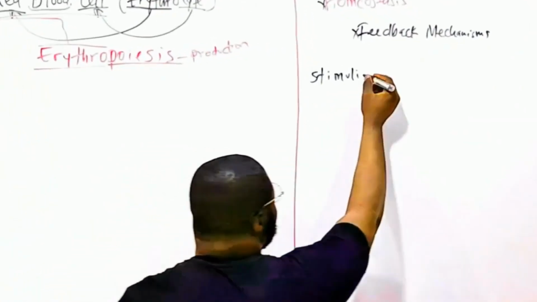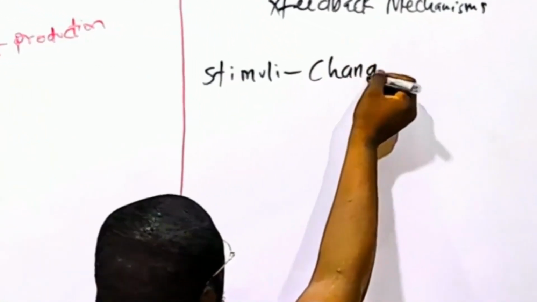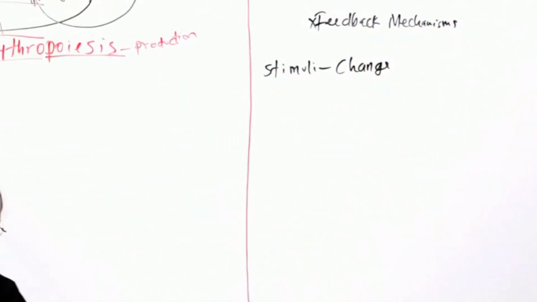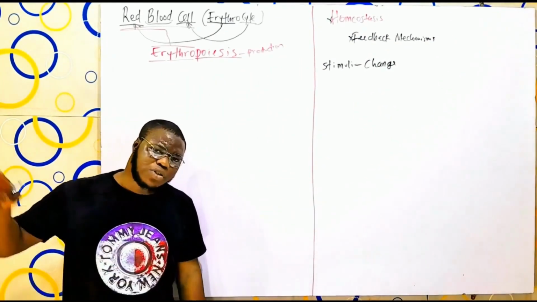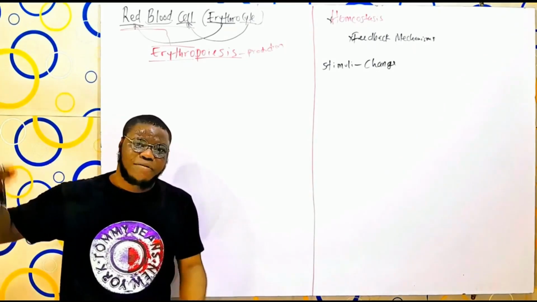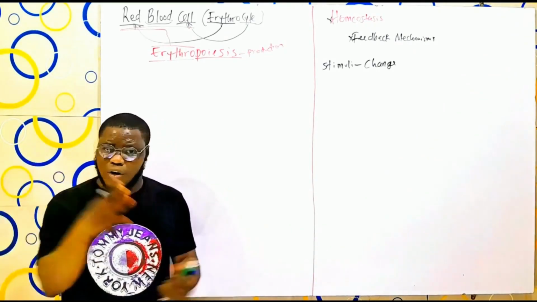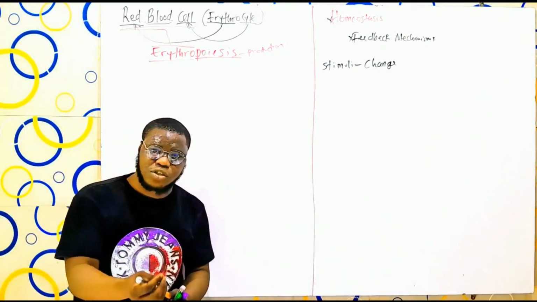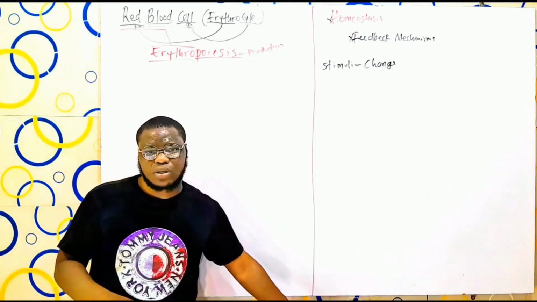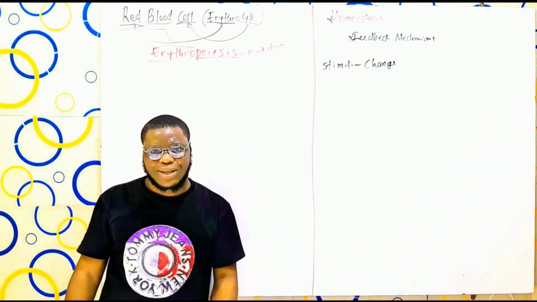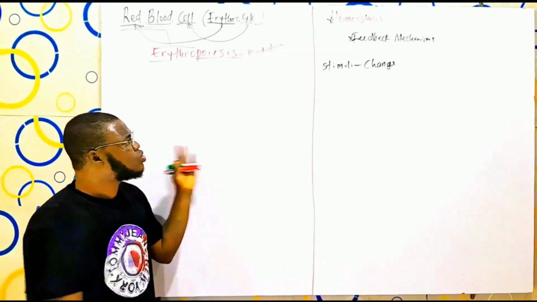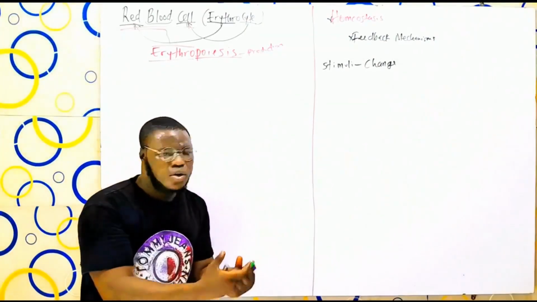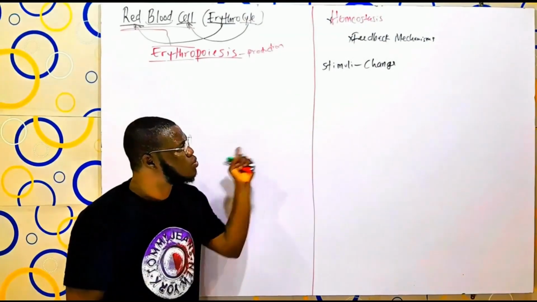So stimuli means a change. A change must occur in the body system before homeostasis can set in. Either something is going wrong in an aggravated way, that is, something is occurring, so that occurrence can be a change. Or something is reducing in your body, and that can be a change as well. If you do not understand that, forget about it. Let's try to link these two together.